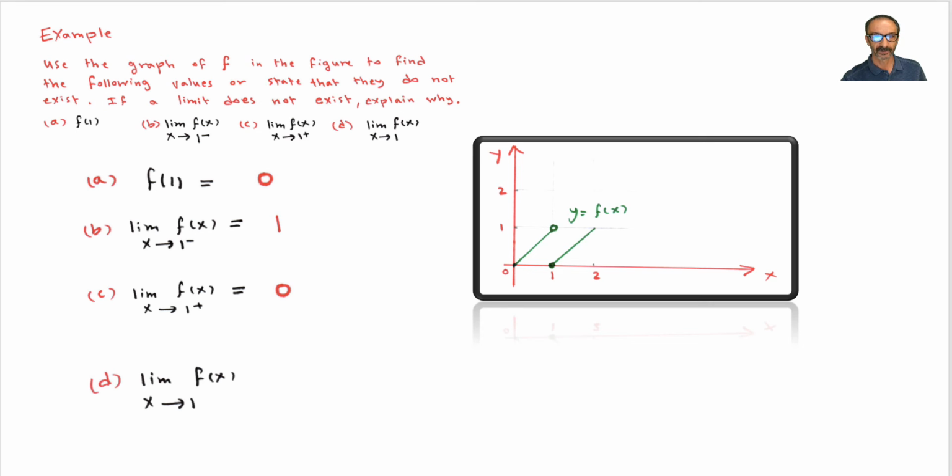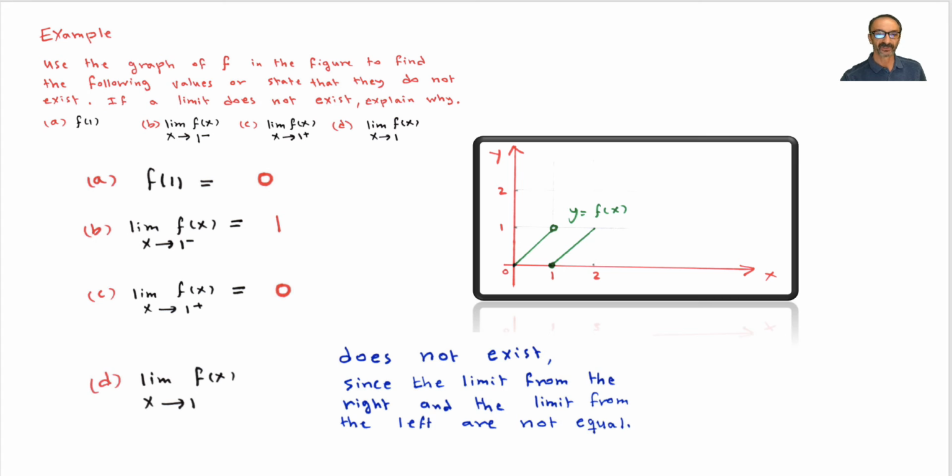That's a 0. Now notice the limit of f of x as x approaches 1 from the left is 1. From the left you're going up. From the right side you're getting to 0. Those are completely different from each other. It has to be equal to say that the limit of f of x equals that certain amount. So we're gonna say does not exist, since the limit from the right and the limit from the left are not equal.